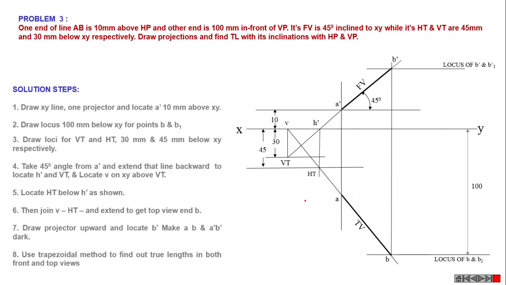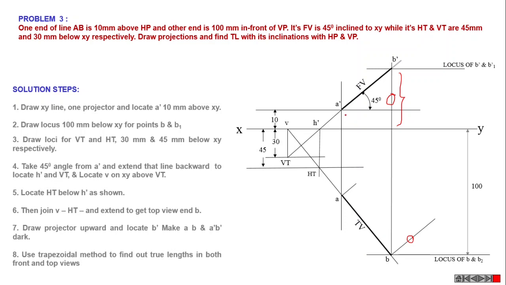In the previous problem we applied the line rotation method. In this problem we apply the trapezoidal method. For that purpose we have to draw two perpendicular lines passing through endpoints B and A. Then we can mark the distance of endpoint B dash, or front view of B, from the xy line. This particular distance of B dash from the xy line, we can transfer here.